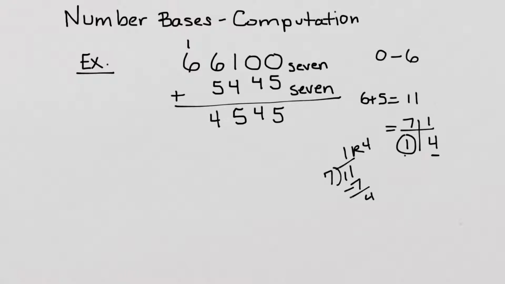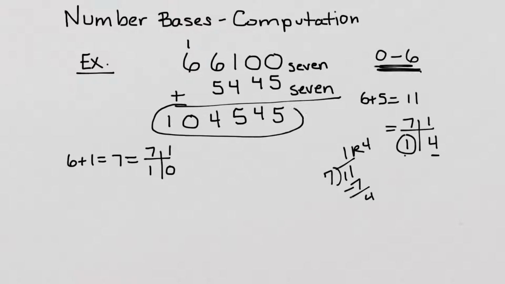So we have 6 plus 1 is 7. Let me do that over here. 6 plus 1 is 7. No good. We can only do 0 through 6. So again, I'm going to say, what is this in base 7? Well, that's one group of 7 and nothing left over. So underneath the 6 and the 1, I put a 0 and then 1 in the next place value. And my final answer is 104545. And that's what you get there.